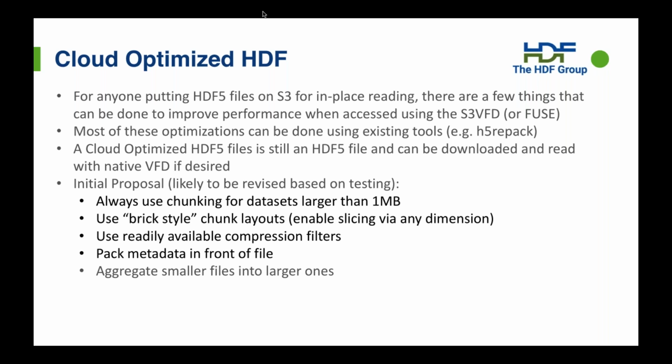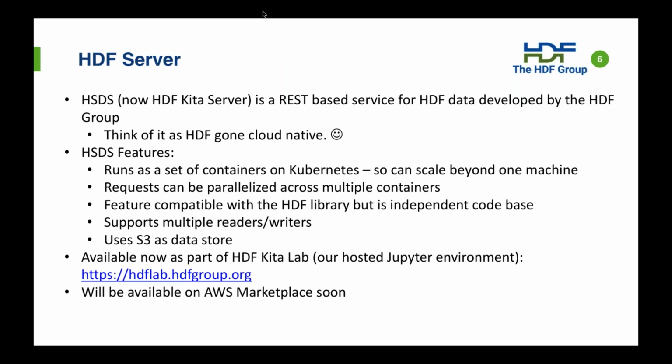And there are various things that I think would make sense. One is to always use chunking, so you have the ability to pull in just chunks of data, not the entire data set. There's some discussion about what kind of chunk layout. If you don't know what the access pattern to that data will be, it's probably the least bad to have a kind of cube shape of chunks. Use compression filters that are readily available to the client. And if we can pack all the metadata in the file to the front, that will reduce a lot of the round trips between the library and S3 in getting metadata before it can start reading the data set content.